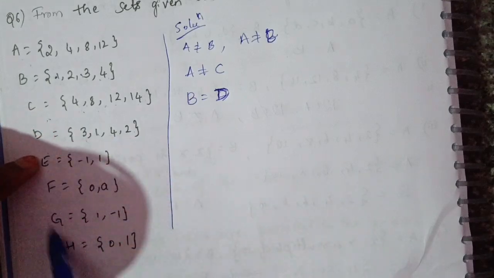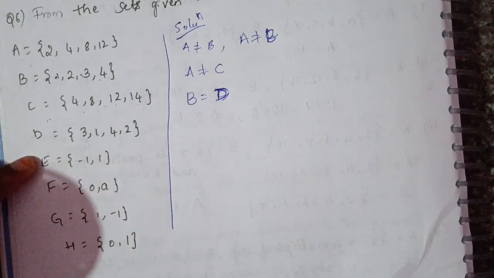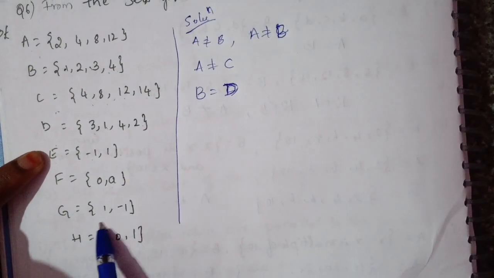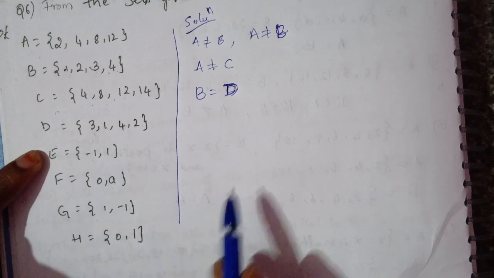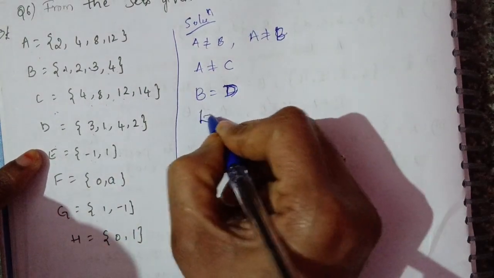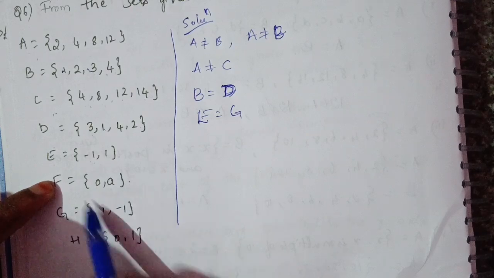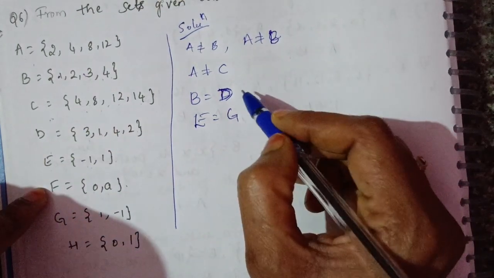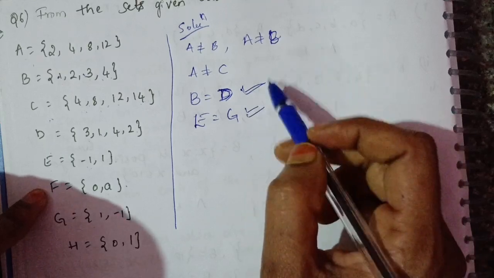Now if we see this one, E is minus 1, 1. Here 0 comma something is there. No, not equal. Here see G: 1 comma minus 1 is there, and here minus 1 comma 1 is there. So we can write E is equal to G. Then here 0 comma A is there, which is not in the set. So this is how B is equal to D and E is equal to G are the equal sets.